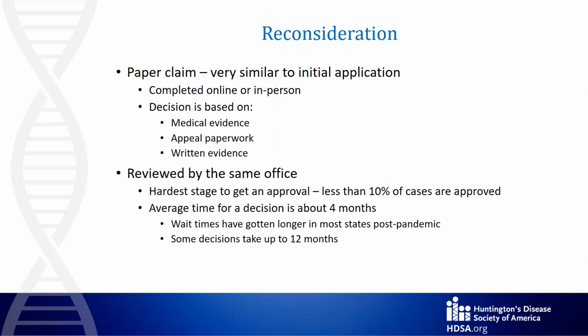Traditionally, the average time for a decision at this process has been about 4 months, but wait times have gotten a lot longer in most states post-pandemic. I haven't found a good average, and some decisions have taken up to 12 months. It's really hit or miss. Again, Huntington's disease falls on the compassionate allowance list, which is supposed to expedite your claim and make sure your claim is looked at more often and supposed to get pushed through the system faster. That's hit or miss, and you need to make sure you're constantly following up with Social Security to make sure they correctly flagged your claim.